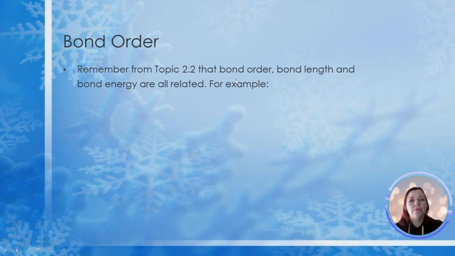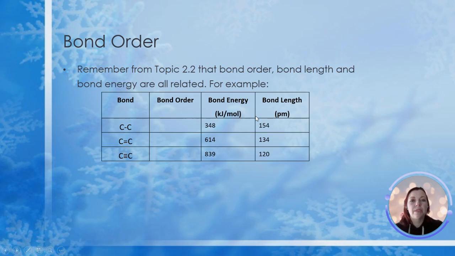So remember from topic 2.2 that bond order, bond length, and bond energy are all related. So for example, if you have a carbon-carbon single bond, a carbon-carbon double bond, and a carbon-carbon triple bond, with a bond order of single, double, triple, so bond order 1, 2, and 3, you can see that the bond energy increases as you go from a bond order of 1 to a bond order of 2 to a bond order of 3. Now, notice it's not exactly a direct correlation, right?